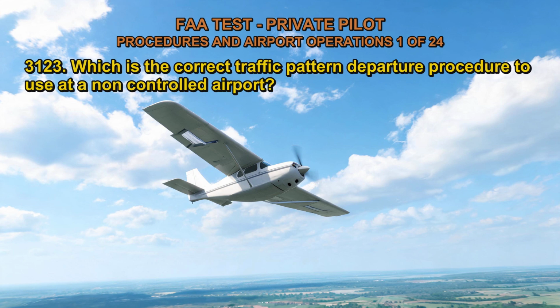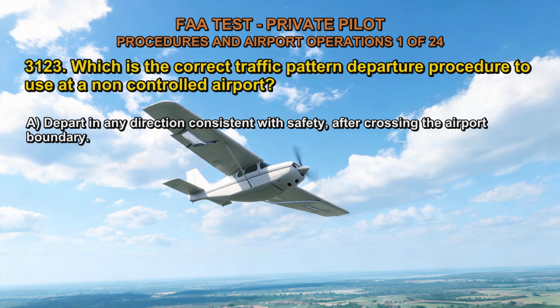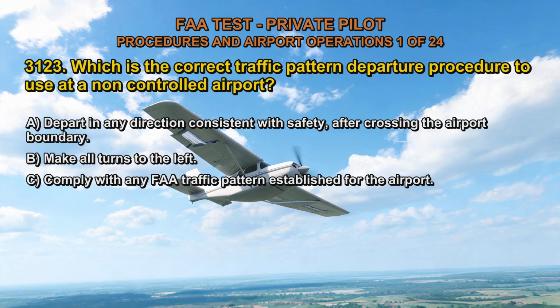Q3123. Which is the correct traffic pattern departure procedure to use at a non-controlled airport? A. Depart in any direction consistent with safety after crossing the airport boundary. B. Make all turns to the left. C. Comply with any FAA traffic pattern established for the airport.